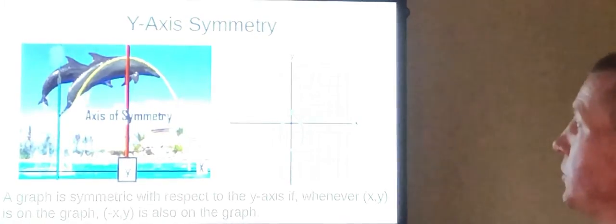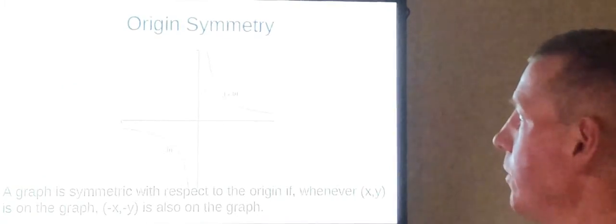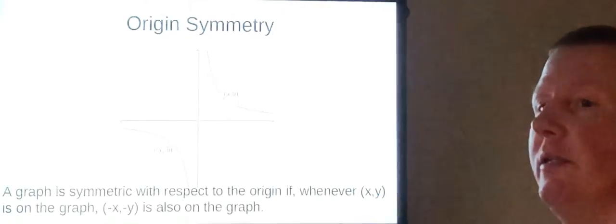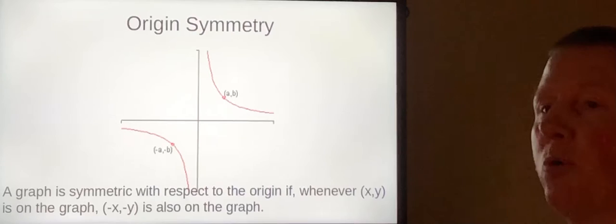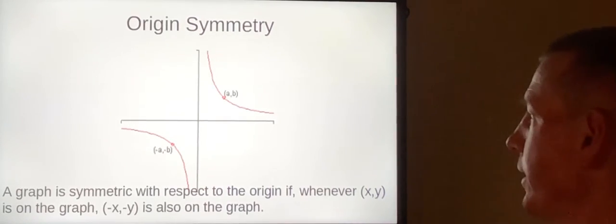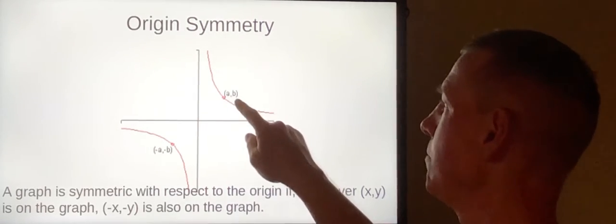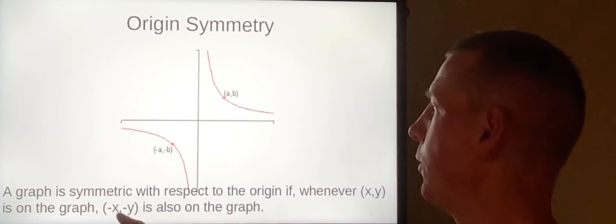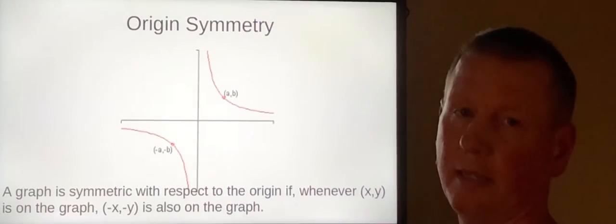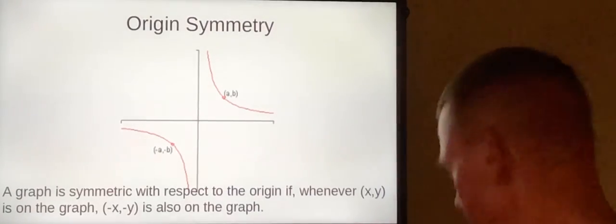Okay, the third type of symmetry we're going to talk about is what we call origin symmetry. What origin symmetry basically means is if I fold across the x-axis, then I fold across the y-axis, those points are going to match up. So a graph is symmetric with respect to the origin if we have a point (x, y), which in this case we actually have (a, b), and then the point (negative x, negative y), which in this case is (negative a, negative b). And that would be symmetrical with respect to the origin.